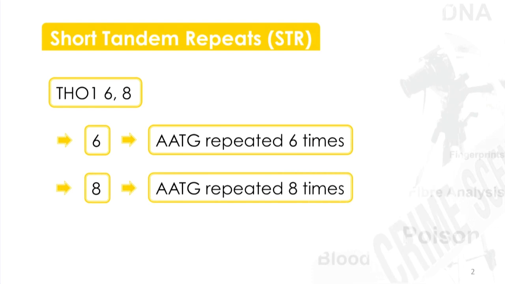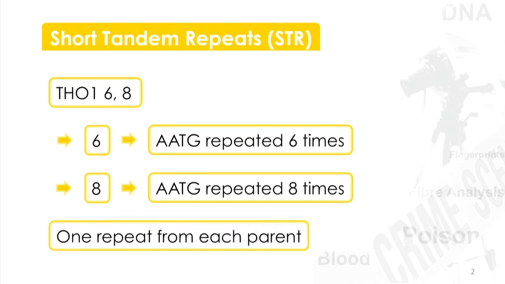Now, why would someone have a 6 times repeat and also an 8 times repeat? The reason is very simple. It's because every one of us has 2 parents. One of those, the 6 for instance, will be inherited from one parent, and the other, the 8 in this case, would be inherited from the other parent. Now, if we just look at TH01, which, as I said, is present in about 4% of people, that's really not highly individualized.